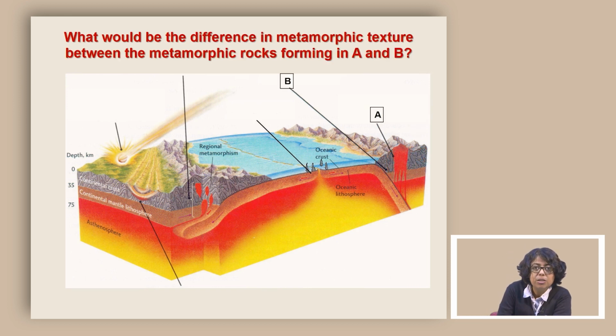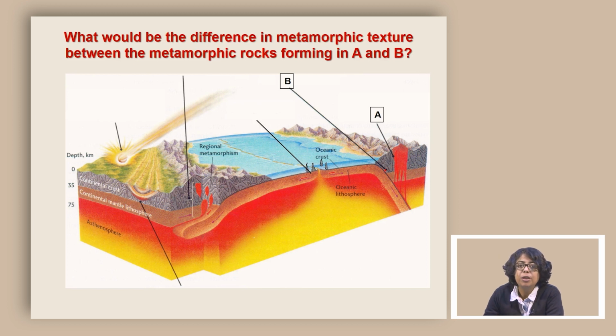Moving on to the next question. This question asks you, what would be the difference in metamorphic texture between the metamorphic rocks formed in A and B? So, again, A indicates a place which is at the contact of this magma which is coming up. On the other hand, B indicates a place which is going as part of the subduction zone.